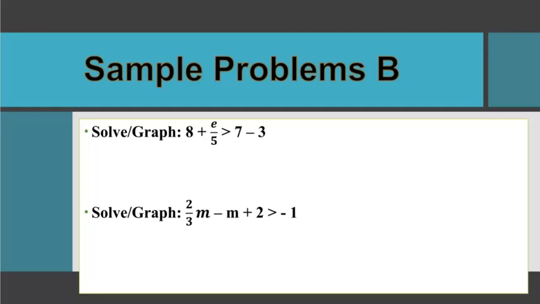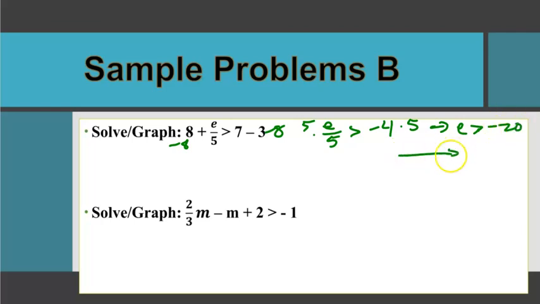Next problems, solve and graph. Here I'm going to subtract 8 on both sides. So right now I have e divided by 5 is greater than 7 minus 3 is 4. 4 minus 8 is negative 4. Now the opposite of dividing by 5 is multiplying by 5. So if I multiply both sides by 5, I now have e is greater than negative 20. And then on a number line, I got negative 20 here. It cannot equal negative 20. It's got to be greater than negative 20, so it goes to the right.